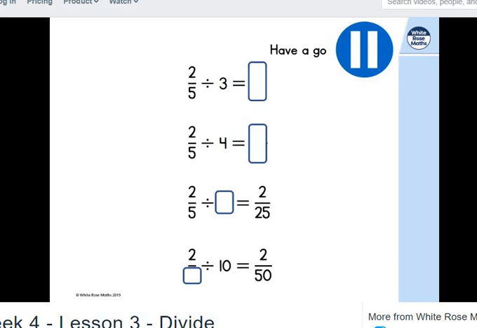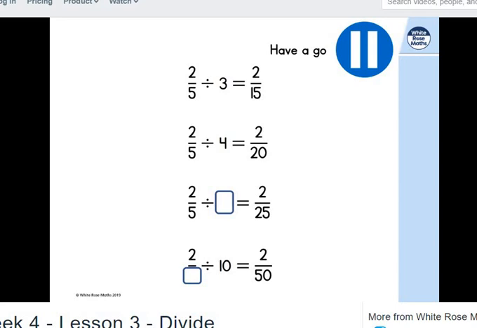Let's have a look at the first one. 2/5 divided by 3 will be 2/15. In my head, I'm almost multiplying that denominator by 3, which makes it 3 times smaller. Right, next one. 2/5 divided by 4. Again, I want it 4 times smaller. So 4 times smaller than 2/5 would be 2/20.